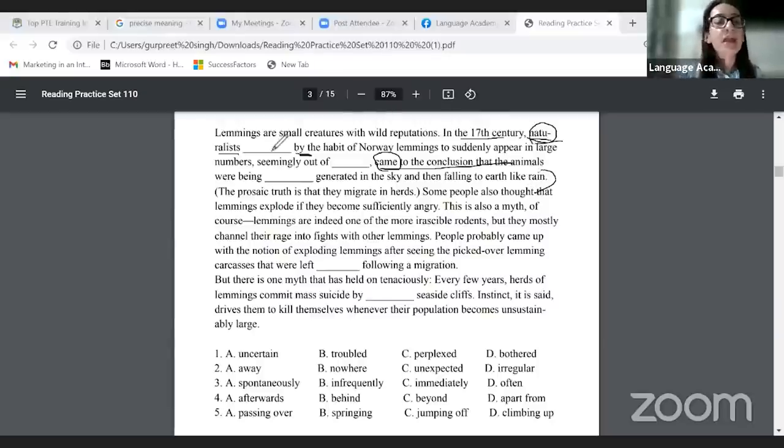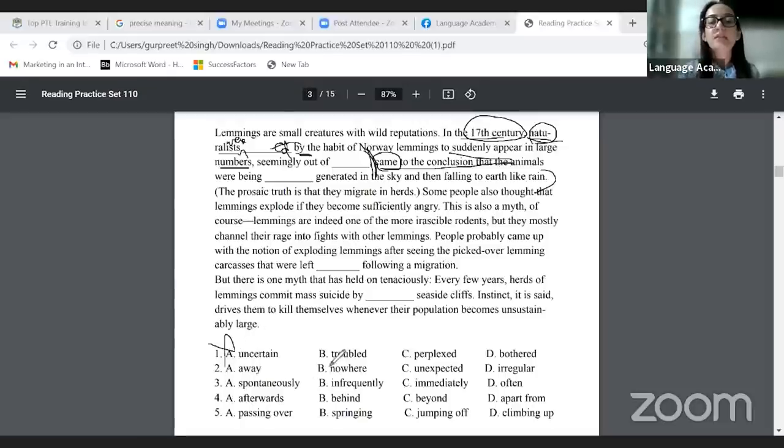Now these people, and when you want to read the additional information, just to understand, you can always add helping verbs from your side. Is, am, are, was, were. So naturalists were dashed by the habit of lemmings to suddenly appear in large numbers. This is how you can understand the part before the verb part. So naturalists is plural. They were talking about 17th century. So I added were from my side just to understand this part. Naturalists were dashed by the habit of lemmings to suddenly appear in large numbers. And we know that before by will come ed form of verb, right? So we should first eliminate anything which is without ed.